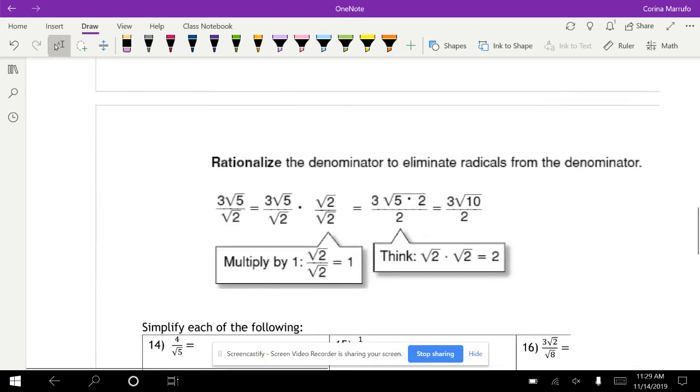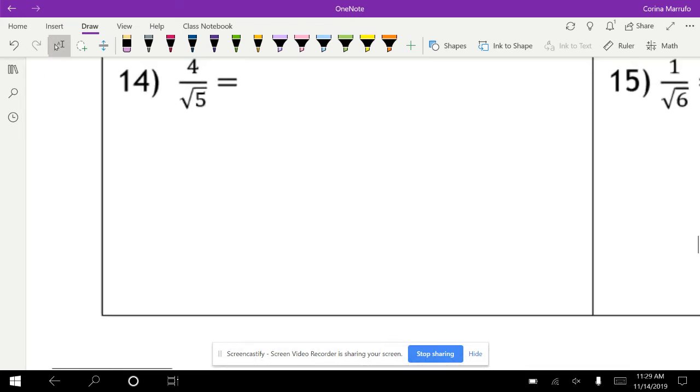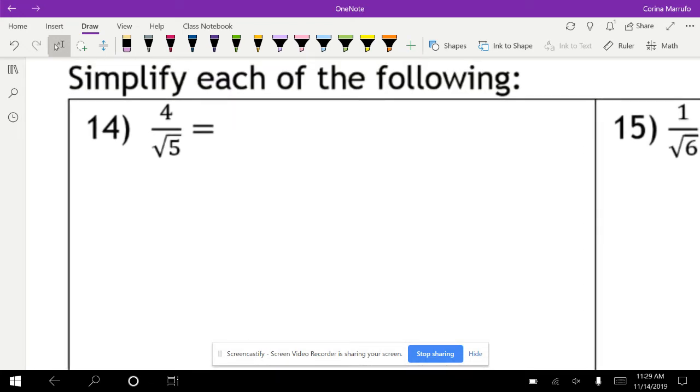All right, the next thing is rationalize. So somebody, I'm not sure exactly whose name it was, but he decided that it is not allowed to have a square root on the bottom. Why? I have no idea, but it's some weird rule that some mathematician made up.